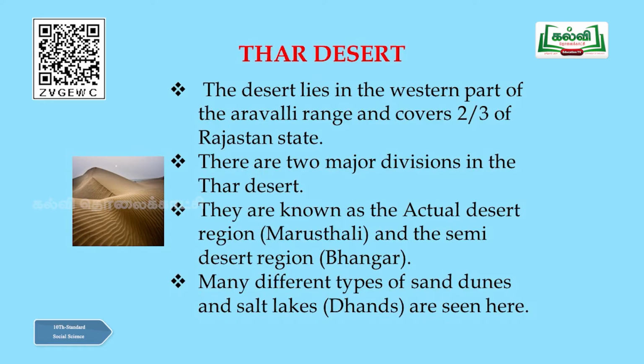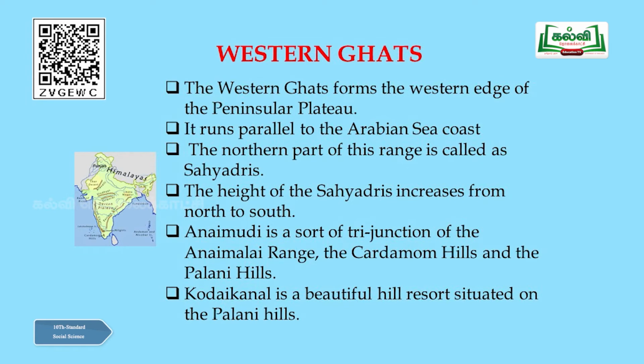And the next important physical division is Western Ghats. This Western Ghats forms the western edge of the Peninsula Plateau. It runs parallel to the Arabian Sea coast. The northern part of this range is called Sahyadris. The height of the Sahyadris increases from north to south. In the south, there is one hill, the name of the hill is Anaimudi, which is a sort of tri-junction of 3 important hills. One is Anamalai Range, second is Cardamom Hills, and the third one is Palani Hills. In Palani Hills, there is one beautiful hill resort, the name of the hill resort is Kodaikanal.